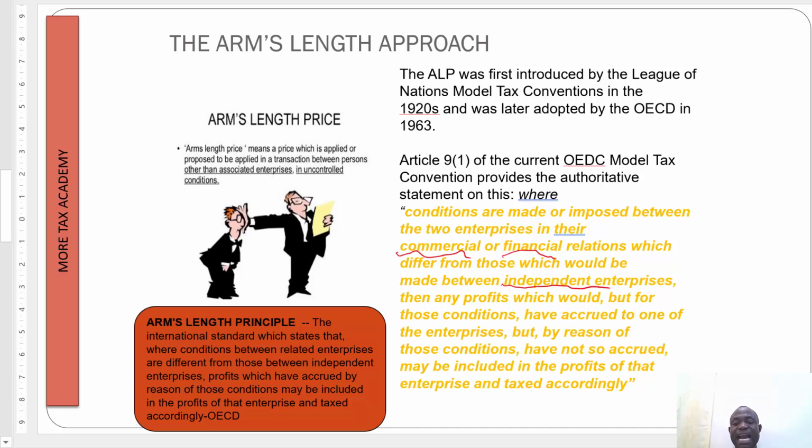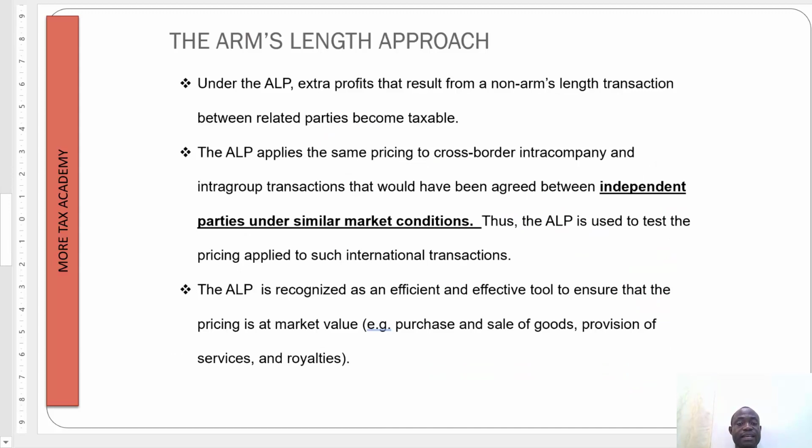So anytime related parties have a commercial or financial relationship, and because of that special relationship existing between those two related parties, some profit has accrued unevenly, then they are free to adjust those profits and tax them accordingly. Indeed, this arm's length standard did not start now. It started long ago in 1920, and then later was adopted in 1963 in the OECD model. So it is an international standard which is mostly preferred to all other methods. We'll look at the other methods and then you can make your own judgment on that.